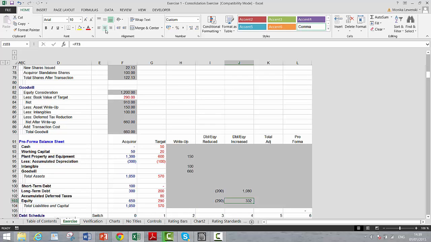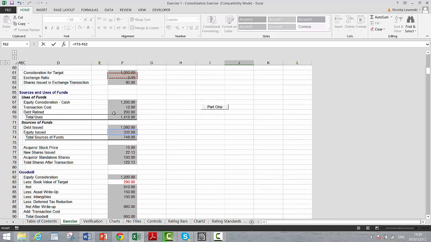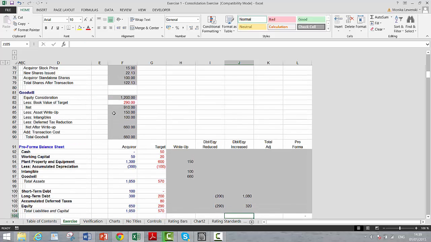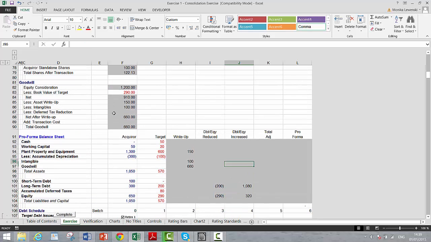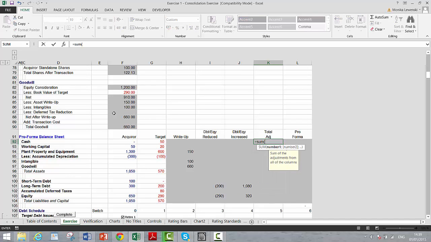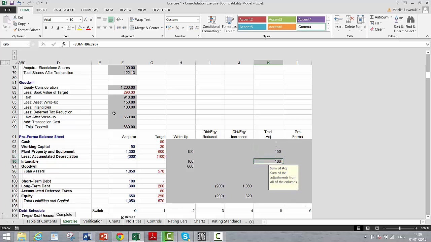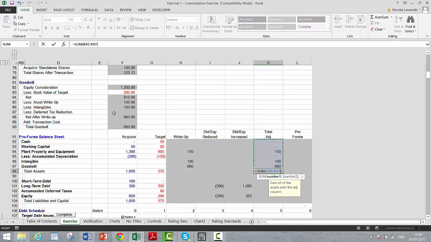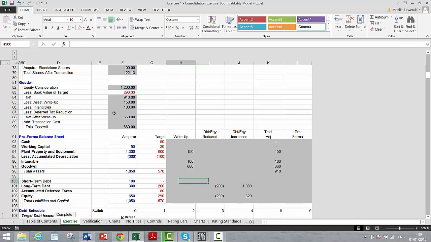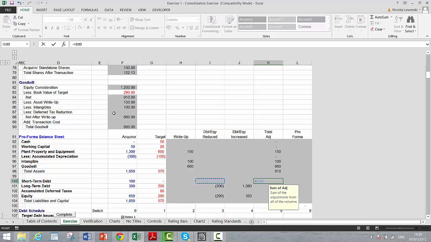And now, here's this pain. We have to subtract any fees. We have to write up the fees. That's the big change in accounting. In the old days, you could just put the fees into the goodwill account. Okay, Control D, alternate equal. That's our total adjustments, and then we put up here.